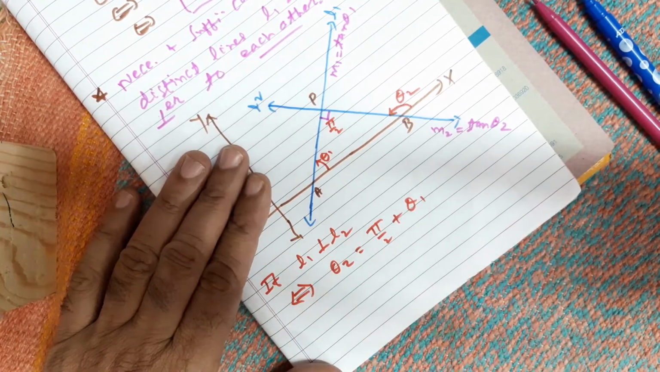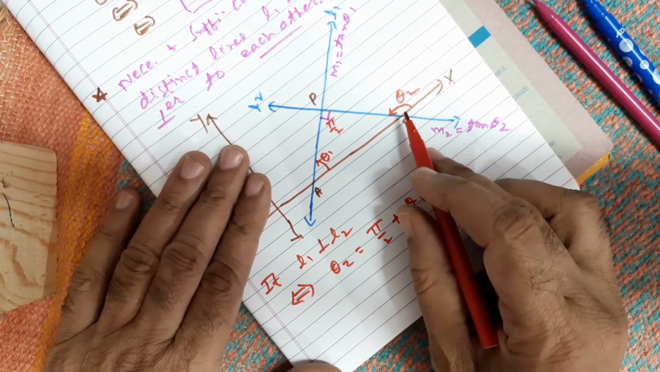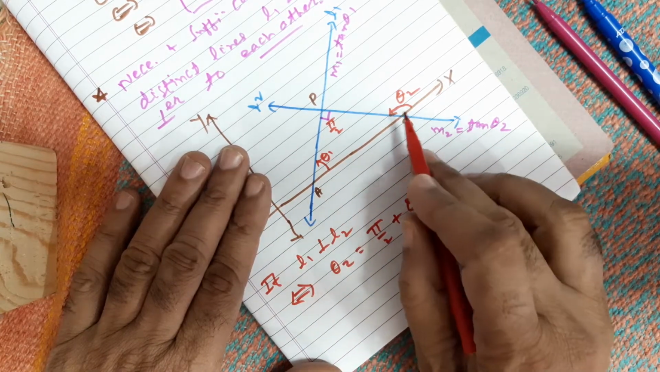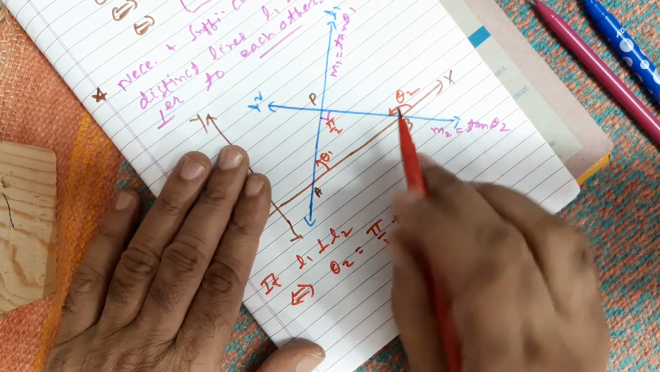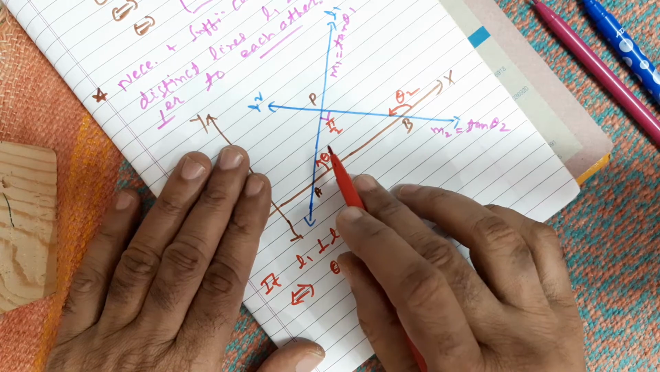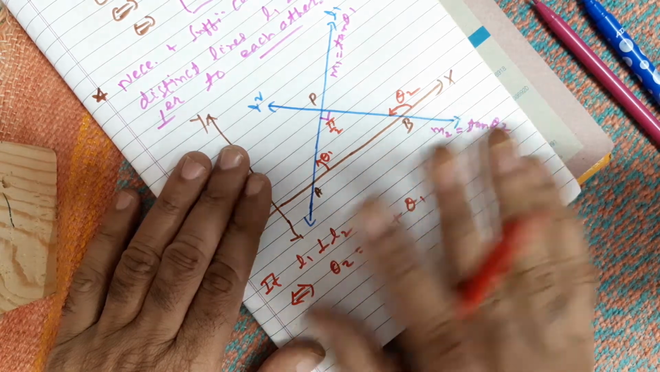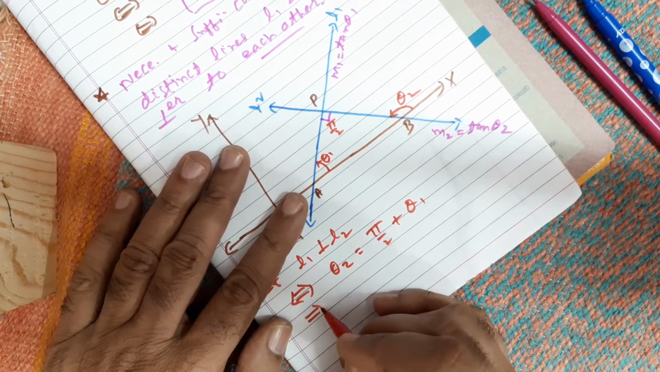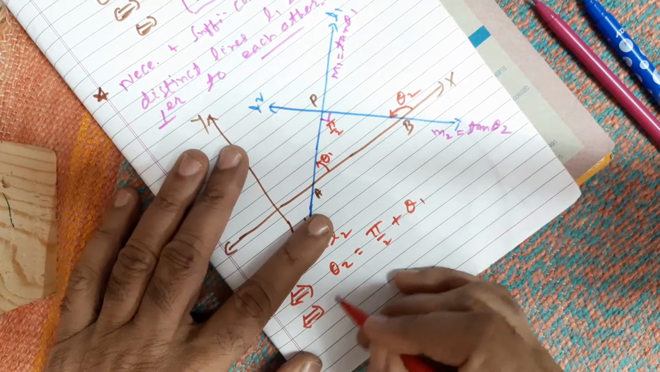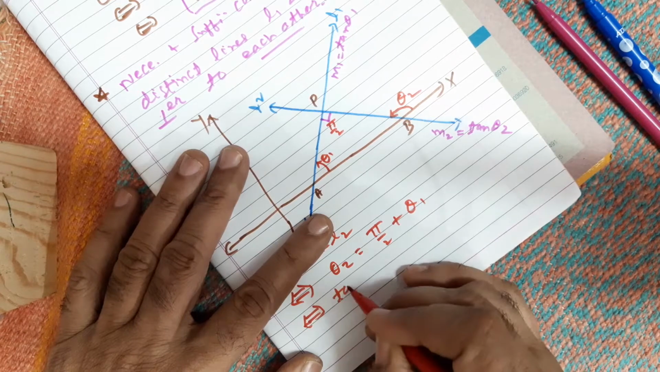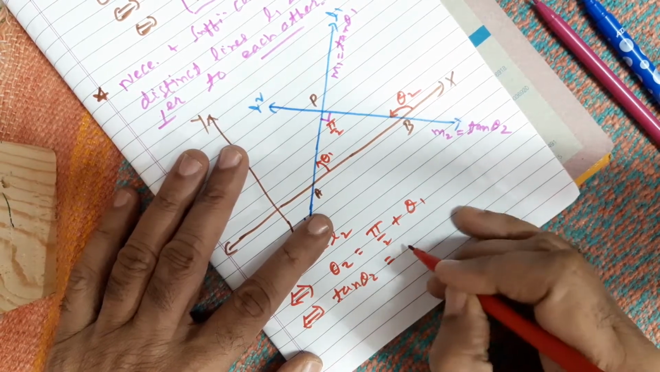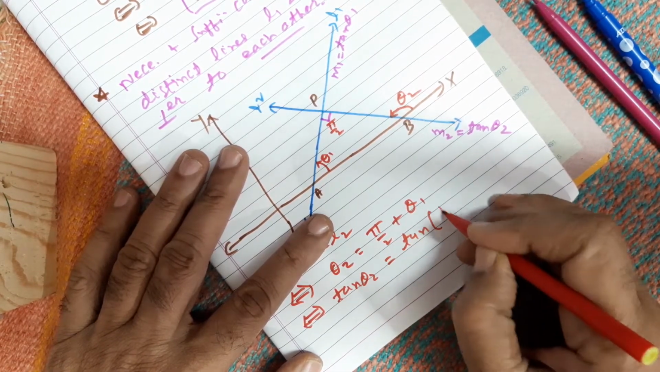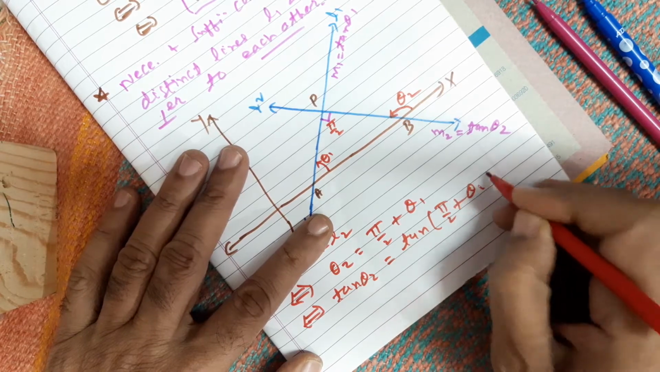Again, be careful. For any triangle, the exterior angle is equal to the sum of the interior opposite angles. ये याद रखना, लिखना है तो लिख के रखना. So now this double implies, apply tan on both the sides. So tan theta 2 is equal to tan of pi by 2 plus theta 1.